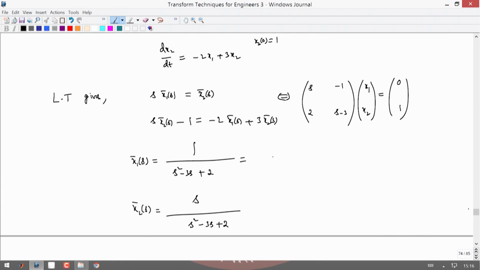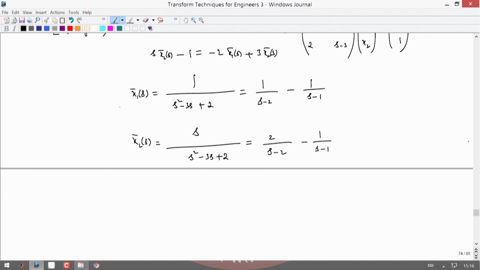If you apply the partial fractions, you can write this as 1 by s minus 2 minus 1 by s minus 1. This one you can write as 2 divided by s minus 2 minus 1 divided by s minus 1. So, these two are the same.